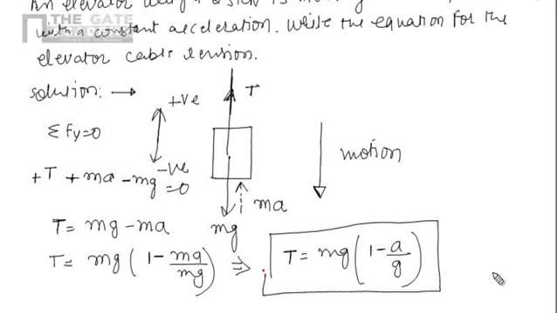So by simply applying the D'Alembert principle, we can convert the problem into dynamic equilibrium, and then we can apply the conditions of equilibrium for solving the values of unknowns.